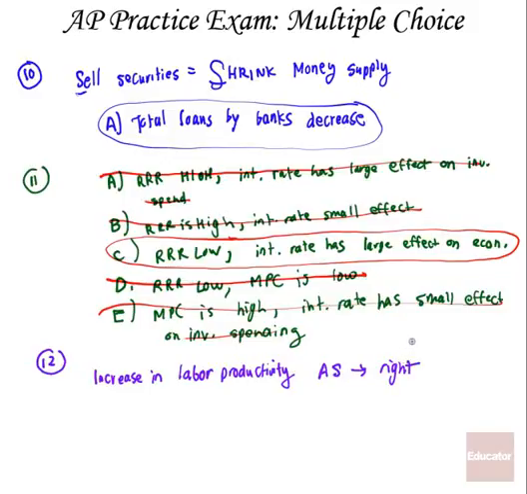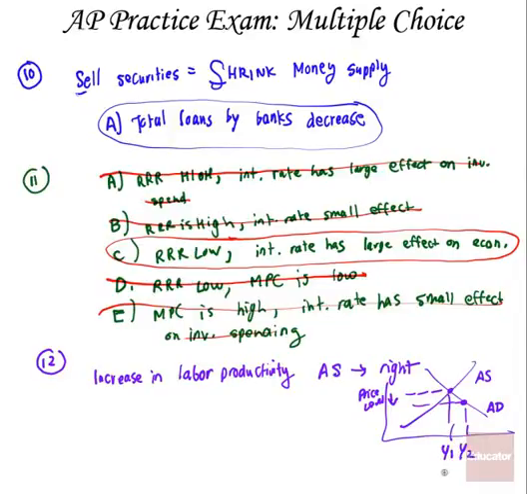And so if the aggregate supply curve shifts to the right, AS, and you have AD here, you're going to have a lower price level, and you have GDP going from Y1 to Y2, so that's an increase in output. So the answer is going to be A, an increase in output and a decrease in inflation, because the price level went down. Let's look at number 13.